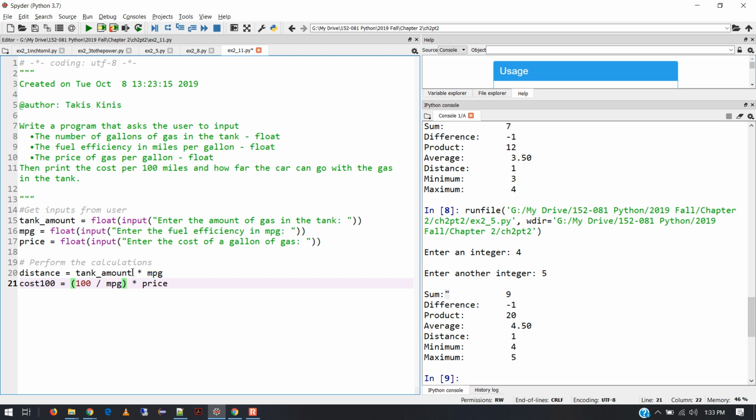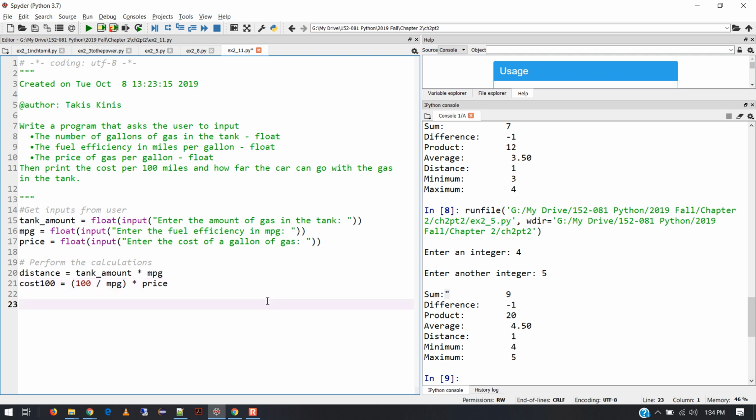Now, because division and multiplication are equivalent in the order of operations, it would read left to right. It would divide MPG into 100 first and multiply by price anyways, even without the parentheses. But if you're not sure, then put the parentheses in, no big deal. Doesn't hurt anything.